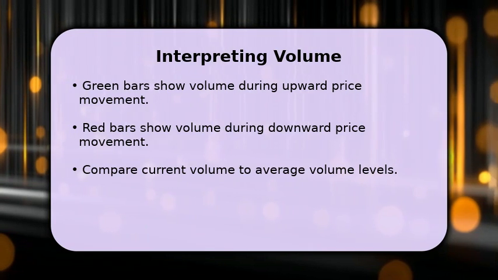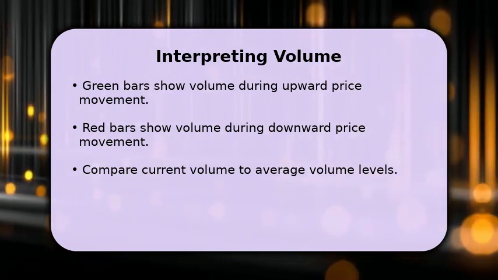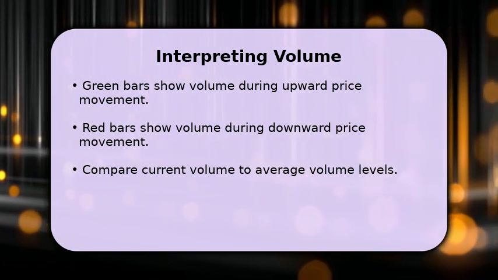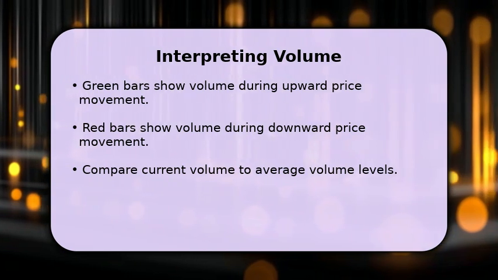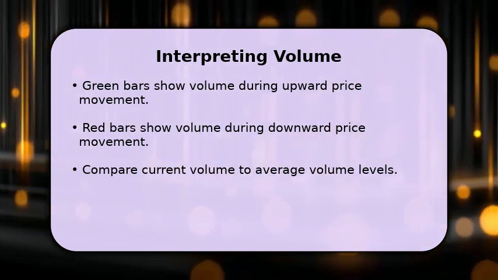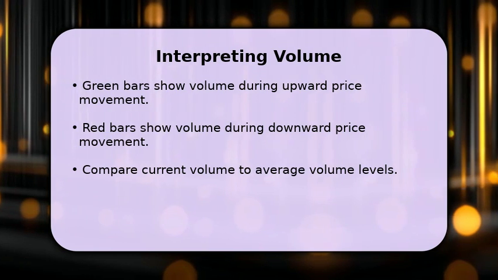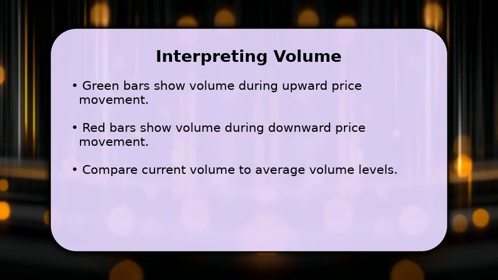Understanding what the volume bars tell you is key. Typically, green bars represent volume during periods of upward price movement, while red bars show volume during downward price movement. High volume on a strong price move suggests conviction, whereas low volume might indicate a lack of interest. Always compare current volume to its average for better insights.